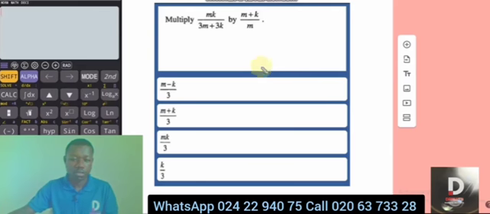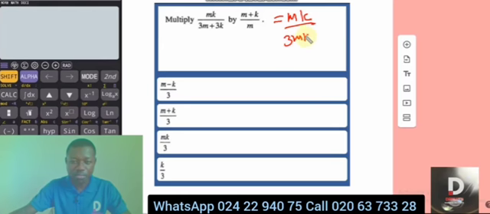Alright. Question 5 is similar to the one we did earlier, as you saw, remember. So check here. This also multiplies this by that, as you can see. Now, let's write it that way. So, mk over 3m plus 3k, multiply by, so use a multiplication sign, m plus k over m.